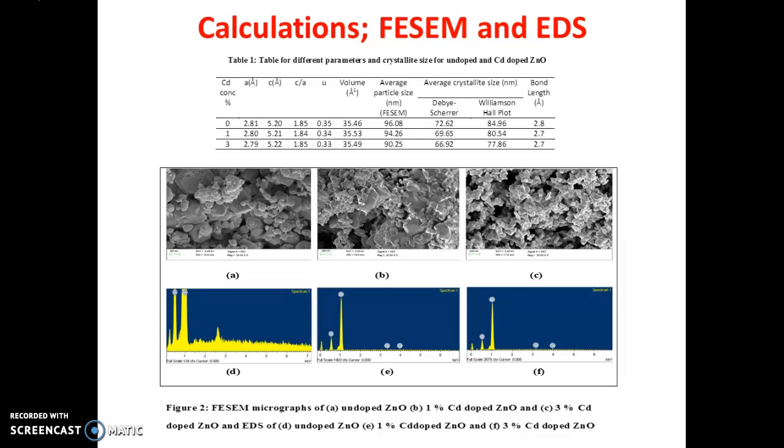Figure 2 shows the FESEM micrographs of undoped ZnO and Cd-doped ZnO. A thorough analysis of the images was done using image processing software ZEN. The mismatch in crystallite size estimated from Debye-Scherrer relation and that from the Williamson-Hall plot calculation is mainly ascribed to the inclusion of strain in the as-synthesized sample.